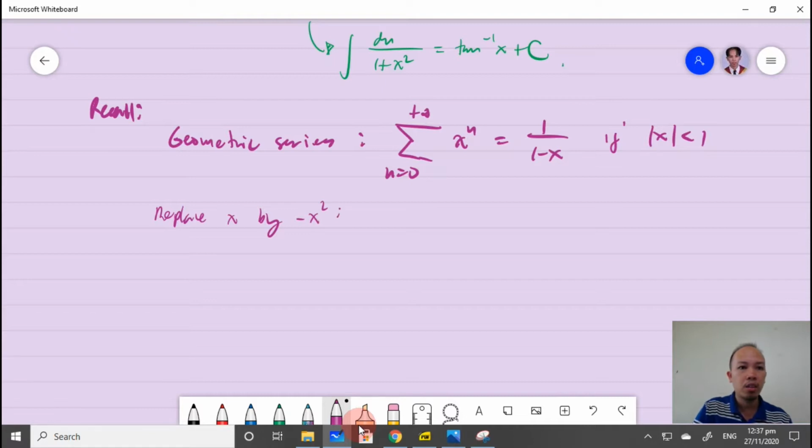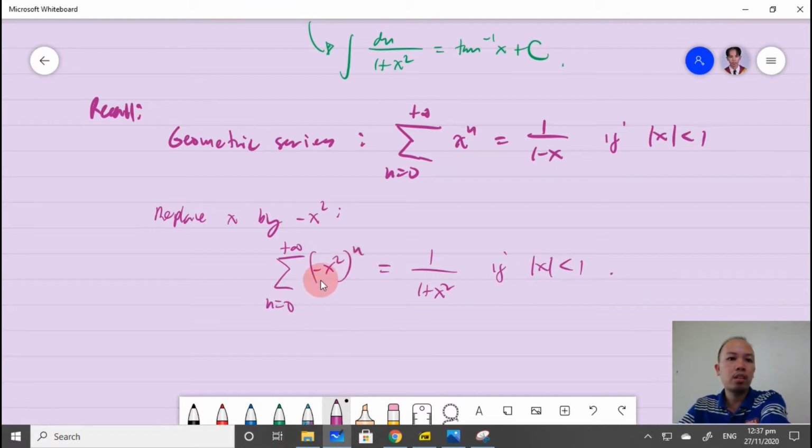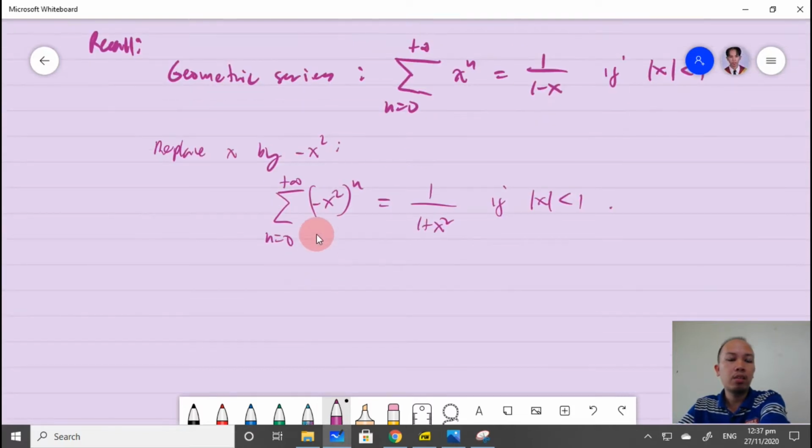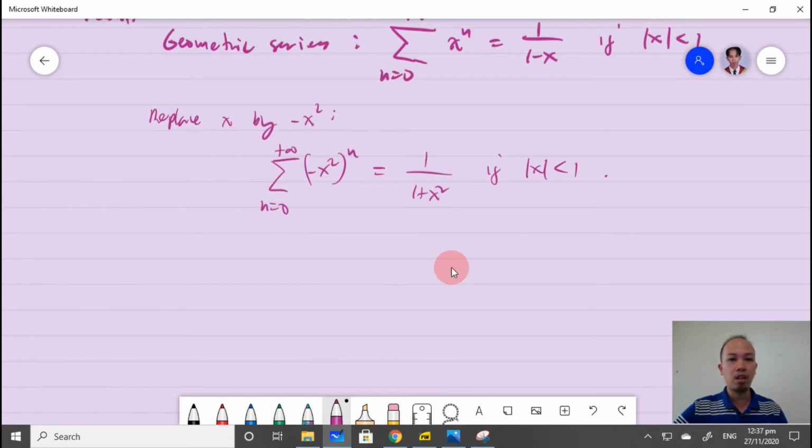Okay, so we will have the summation of (negative x squared) to the power of n, where n starts from 0 to positive infinity, and this is equal to 1 over 1 plus x squared. I discussed this one already. So we will use this idea, the integration of the power series, to get the power series representation of tangent inverse of x.